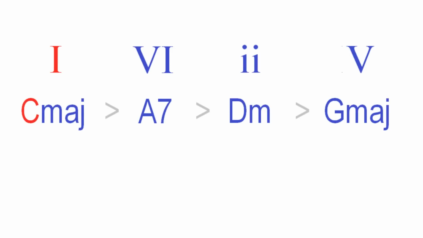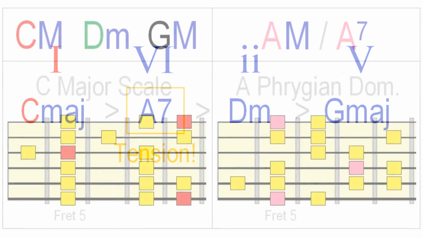You'll also hear a similar tension in major keys when the 6th chord is major, or more commonly, a dominant 7th chord. In the key of C major, that 6th chord would be A major or A7, such as in this example.